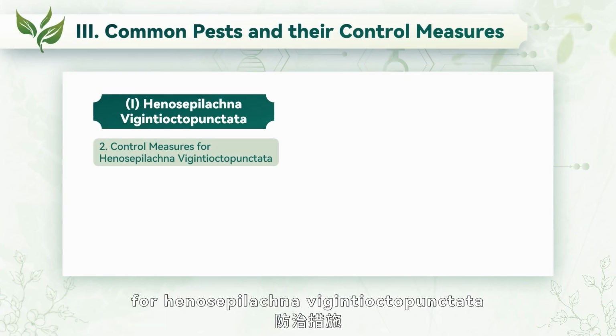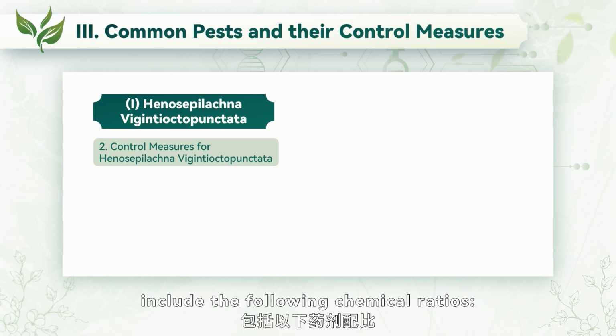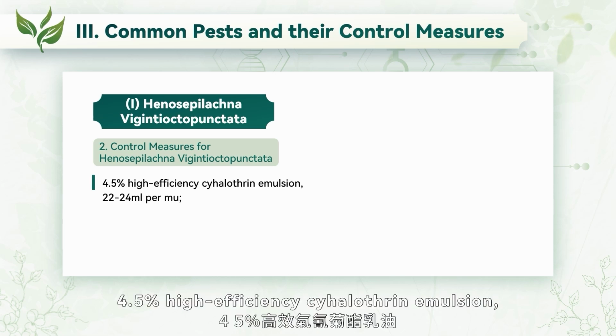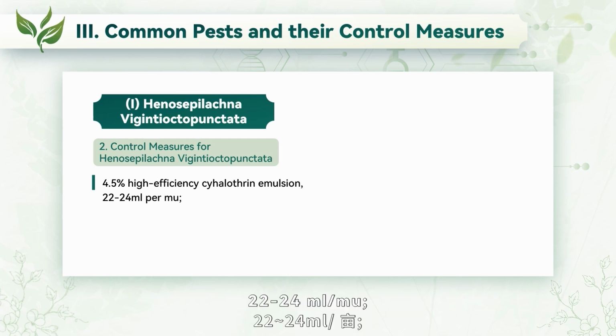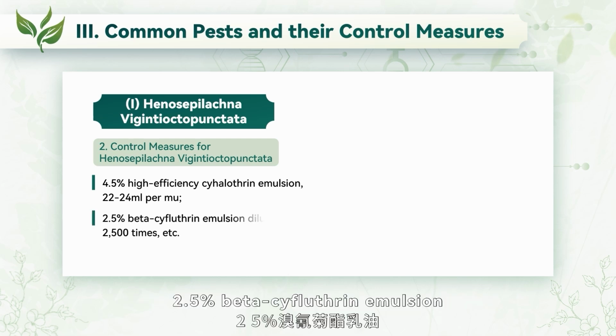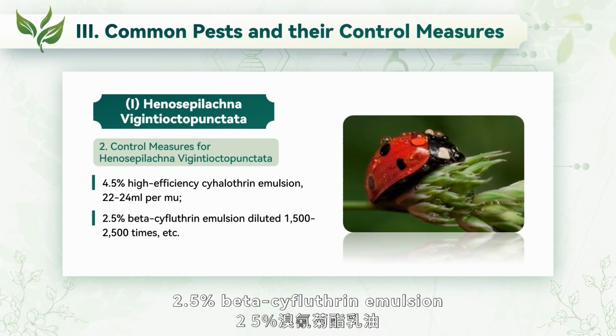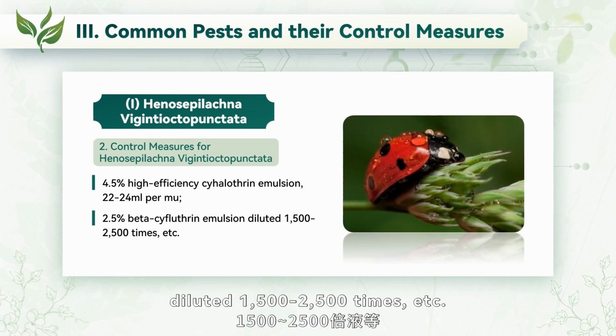Control measures for Henocephalacna vigentiacta include the following chemical ratios: 4.5% high-efficiency cyhalothrin emulsion, 22 to 24 ml per ml. 2.5% beta-cyflothrin emulsion diluted 1,500 to 2,500 times, etc.